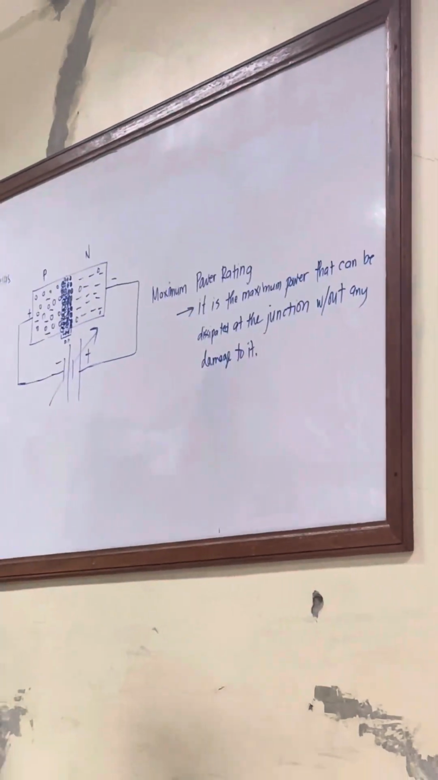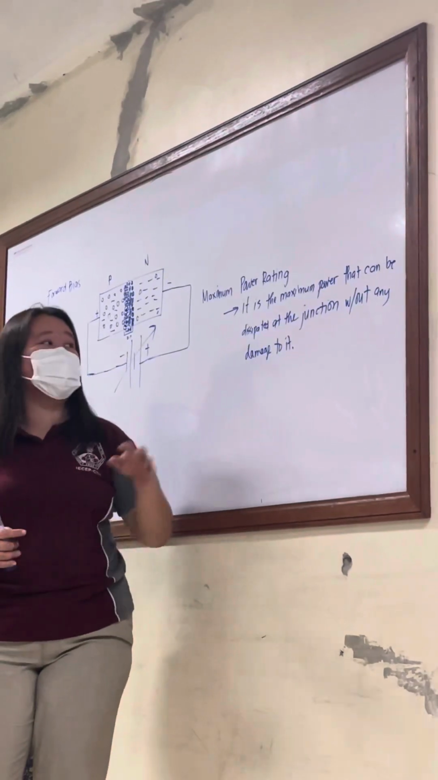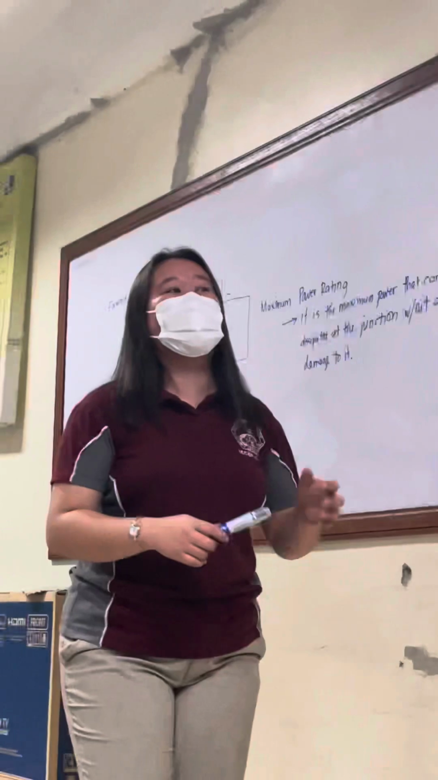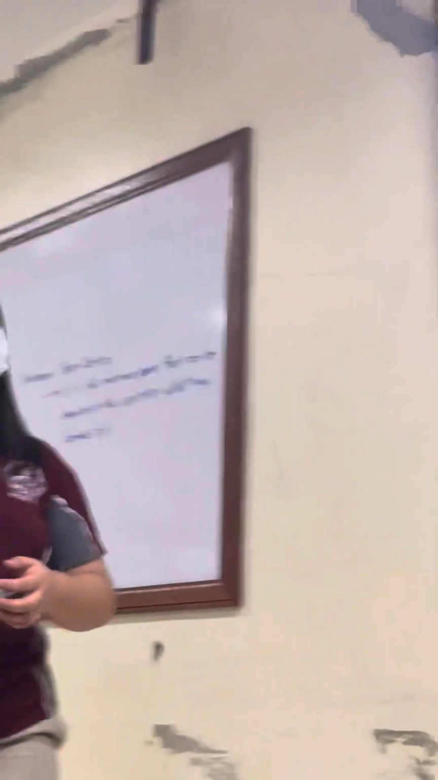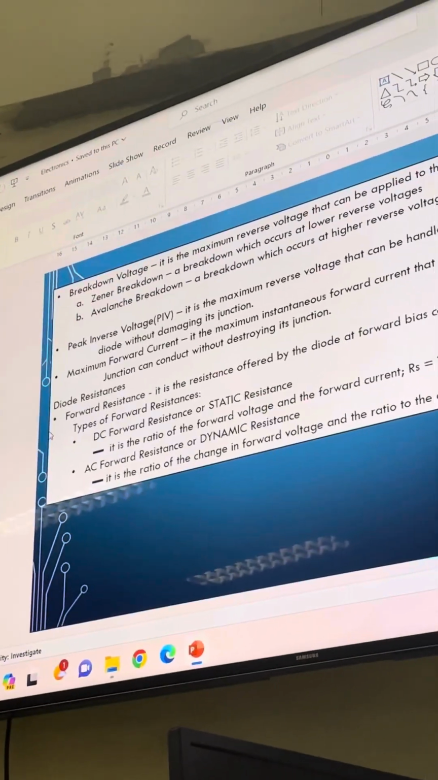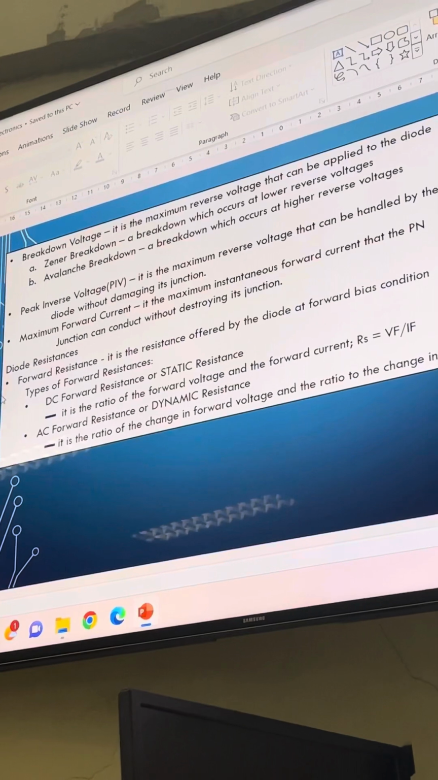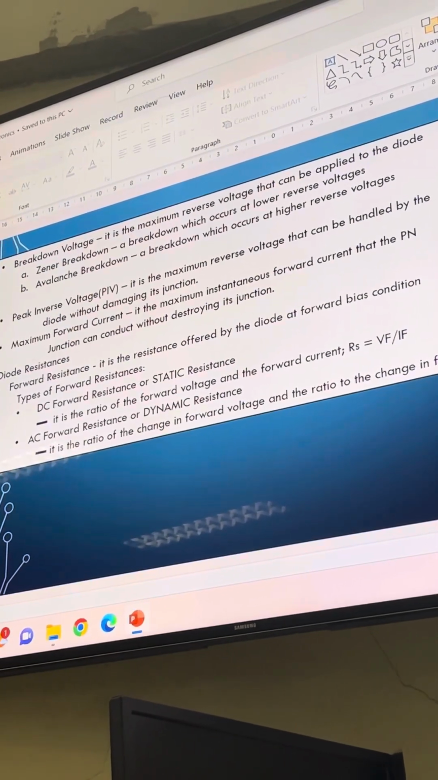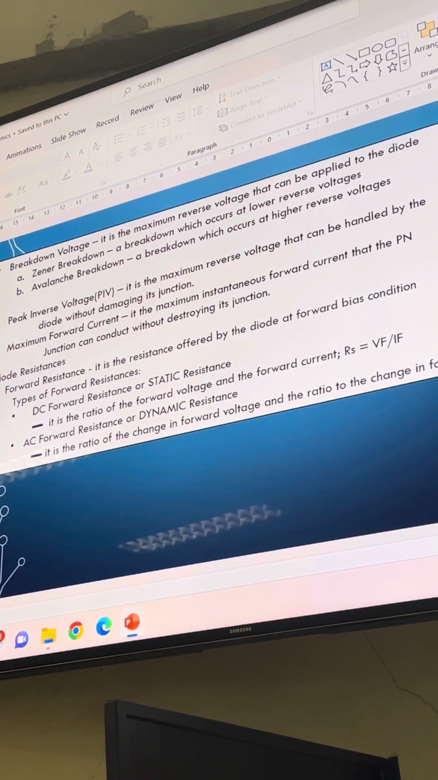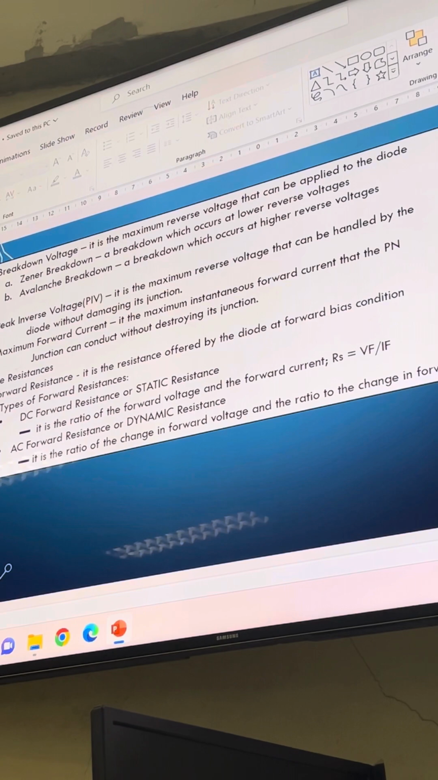Maximum power that can be dissipated at the junction without any damage to it. That's maximum power rating. So we have here diode resistances. Forward resistance is the resistance offered by the diode at forward bias condition. We have two types, the DC and the AC. The DC is also called static resistance. It is the ratio of the forward voltage to our forward current. So that's RS, S for static, equal to VF over IF.